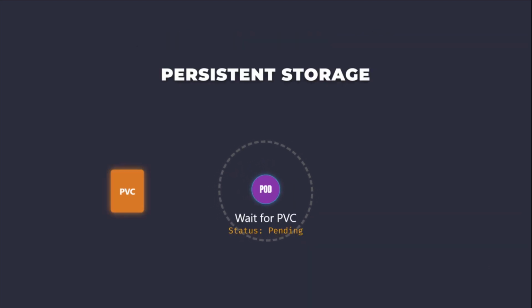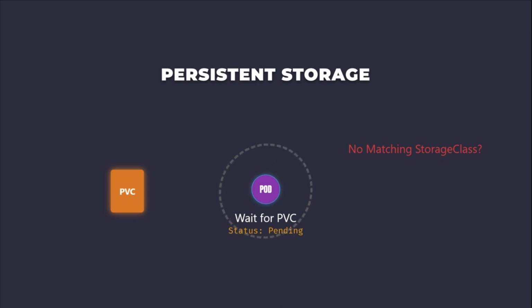If the pod mounts a persistent volume claim, the pod remains pending until the PVC is successfully bound. Run kubectl get pvc name to check the status. If the status is pending, the scheduler cannot proceed with pod placement. This usually indicates the absence of a matching storage class or insufficient available persistent volumes if using static provisioning.